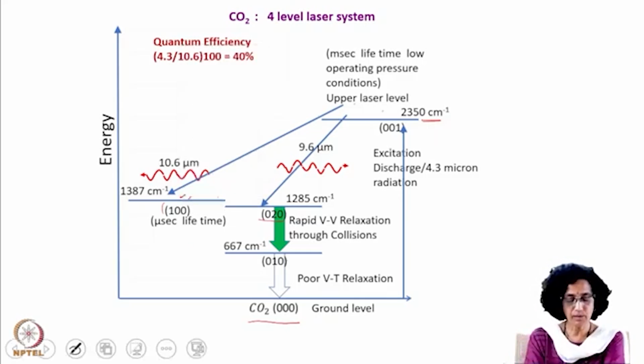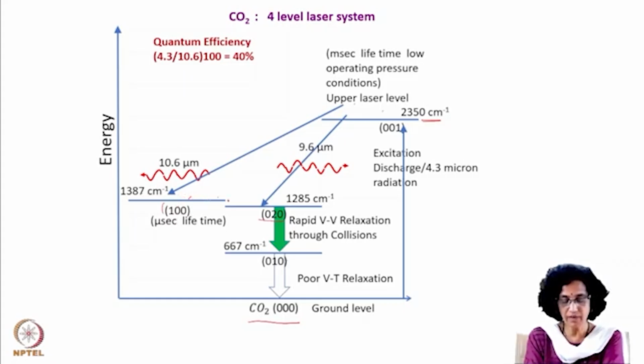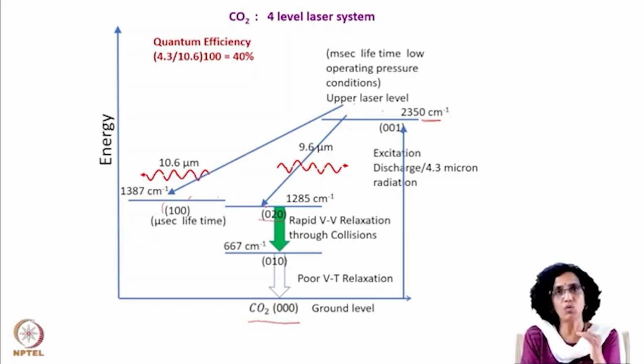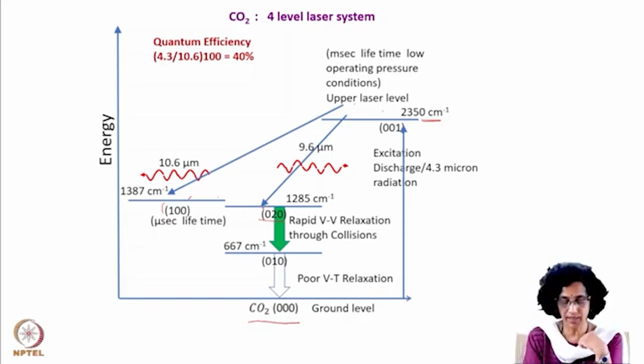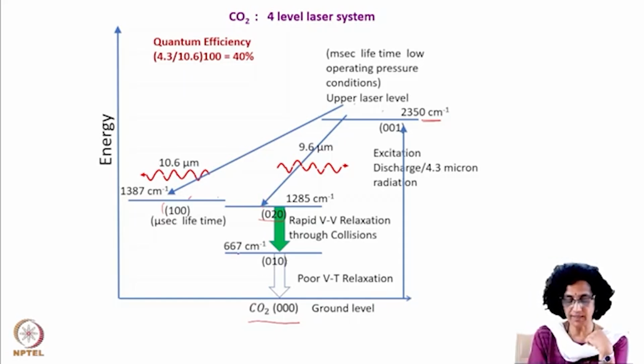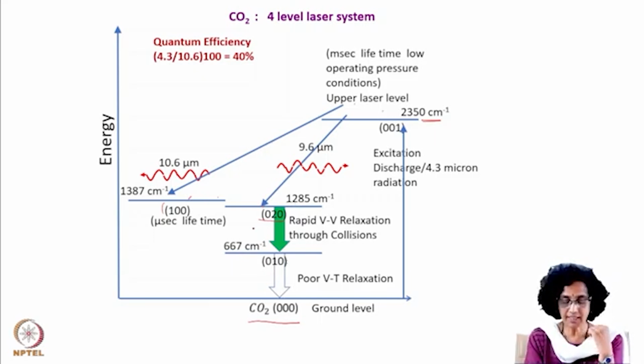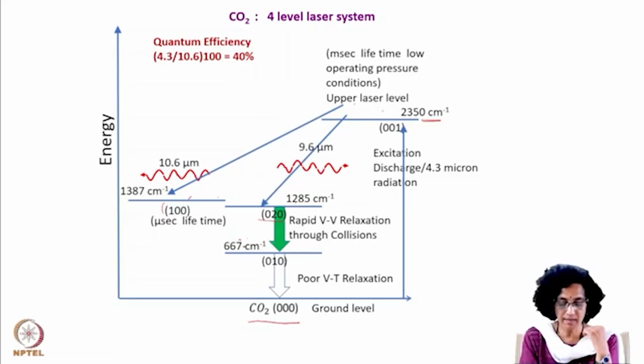And then the molecules which are in this 100 level and 020 level are very, very close. What is 020 level? It is two quanta of bending mode, right? One quantum of bending mode is 667. Two quanta is about 1285. Why is there a difference between these two? You should be able to explain now. You should be able to know why this is not exactly double of this. That I leave it to you so that you think and answer.